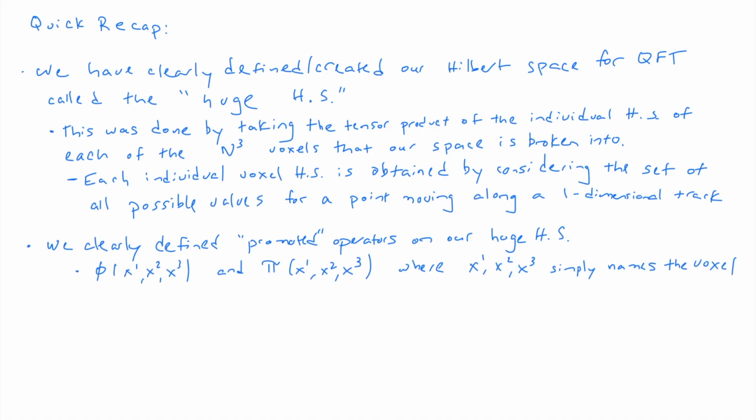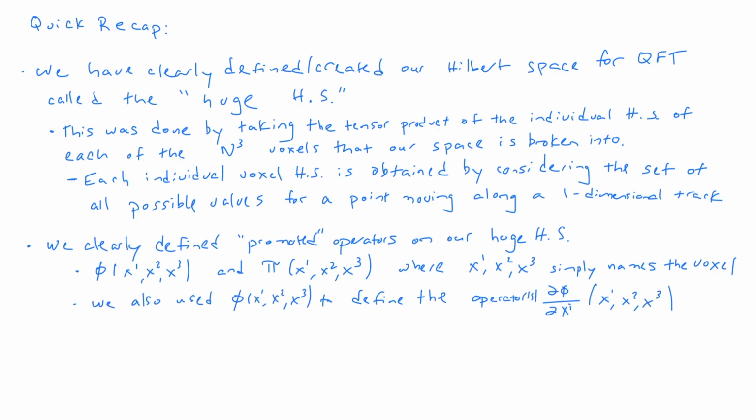These were things like phi of x1, x2, x3. There's a different phi at every point in space. And pi of x1, x2, x3, where x1, x2, and x3 are the x, y, z axes that simply name which voxel we're talking about. There was a natural quantum mechanical way in which we can define phi and pi. They're really the x and p operators of this ball moving on the one-dimensional track. And by using the idea of tensor product, we can create a huge Hilbert space, and we could promote these operators to actually operate on the huge Hilbert space rather than just the individual Hilbert space that they originally came from.